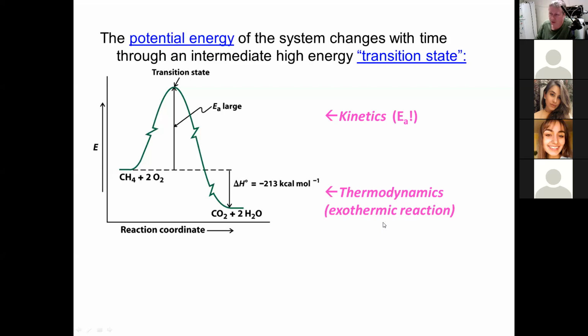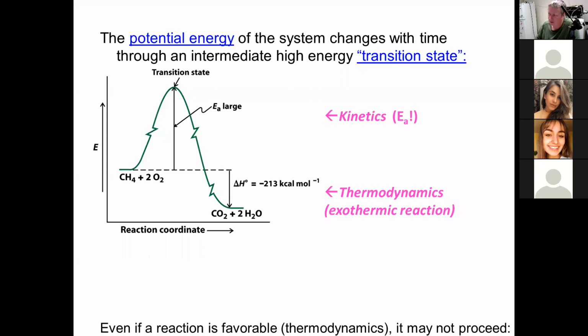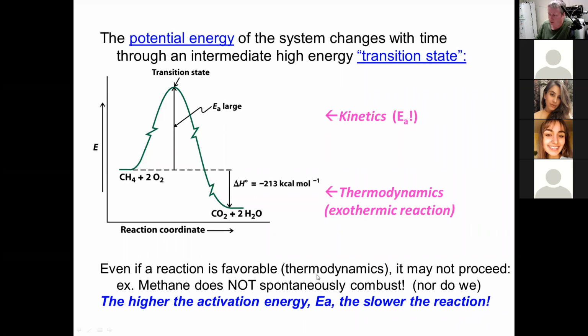And this is an exothermic reaction, but you need to overcome the transition state for the reaction to occur. Even if the reaction is favorable thermodynamically, it may not proceed. Methane does not spontaneously combust, nor do we. Even though our spontaneous combustion would be thermodynamically favorable, fortunately for us, we have a lot of energy barriers that prevent us from combusting. The higher the activation energy, the slower the reaction, okay?